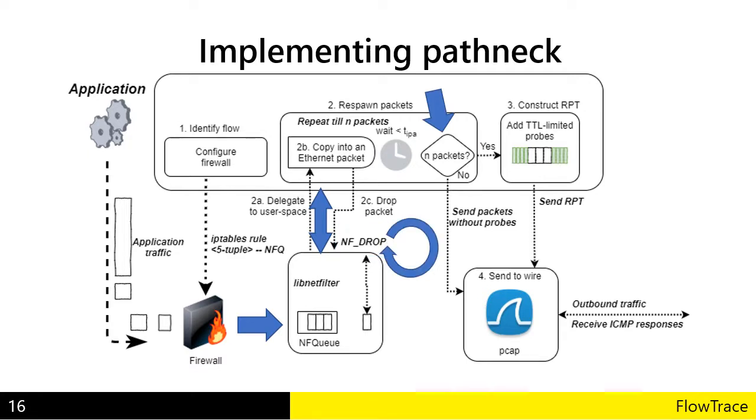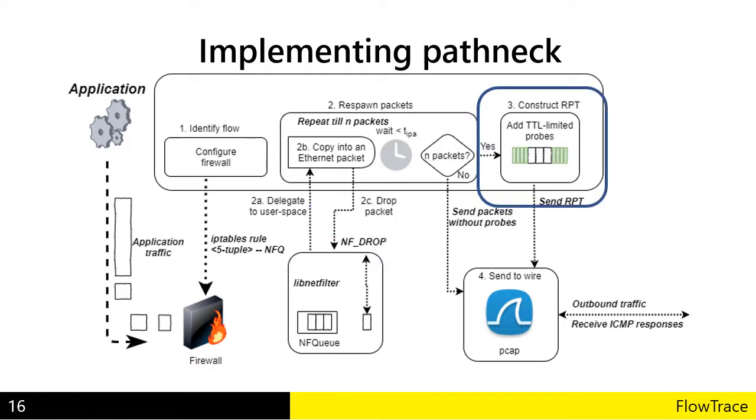And this keeps on going until we have received the end packets from the application itself. If we do receive the end packets before the timer expires, we construct the recursive packet train. We add the TTL limited probes before and after the load packets, and we send this train out directly over the wire using PCAP handlers. If we end up not getting enough packets, or if the timer expires, we just send the packets without any probes directly over the wire to minimize the impact on application performance.